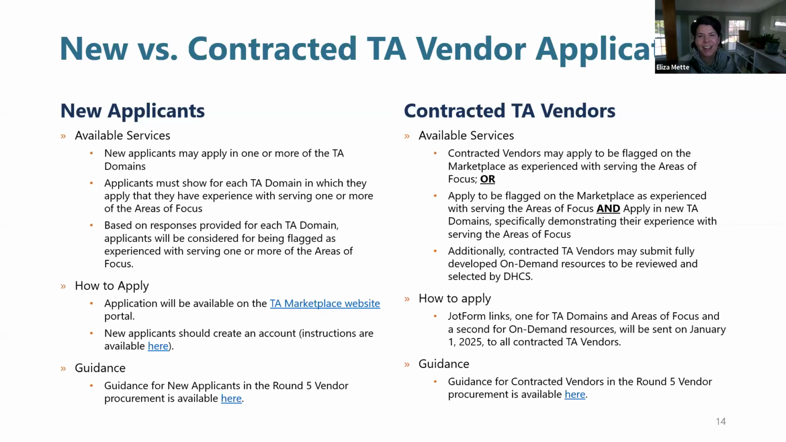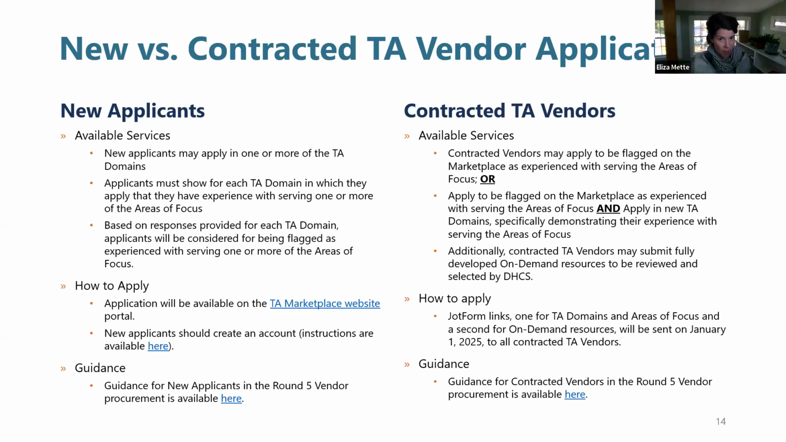For contracted TA vendors, there are a couple options for you to consider. You can apply to be flagged on the marketplace as experienced with serving an area of focus, or you can apply to be flagged on the marketplace as experienced with serving an area of focus and apply in new TA domains. And in those domains, you would specifically demonstrate your experience with serving an area of focus. Additionally, but separately, you can apply to submit on-demand resources that will be reviewed and selected by DHCS.